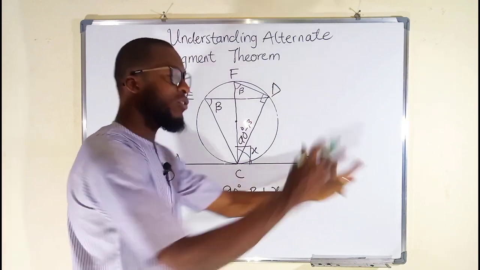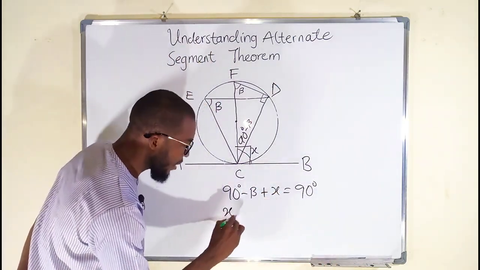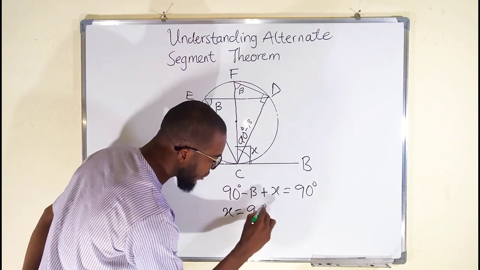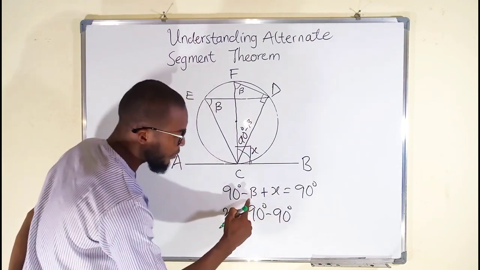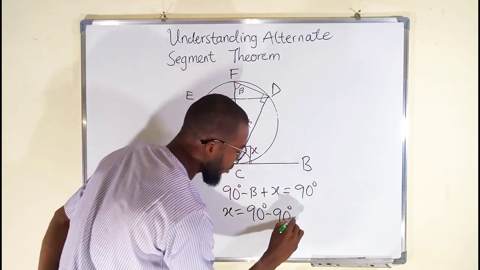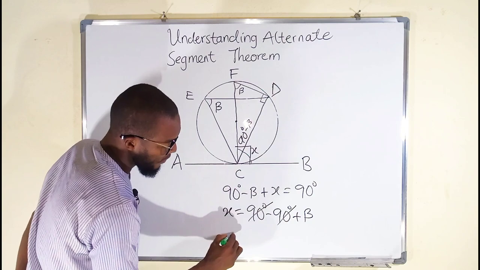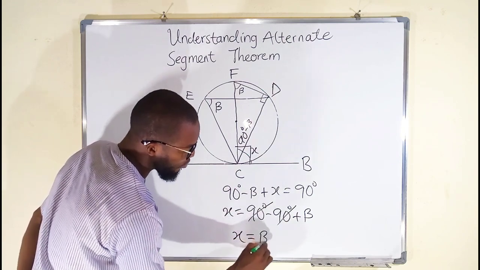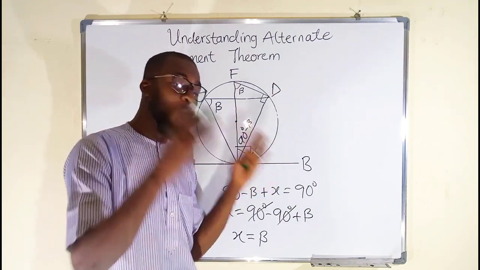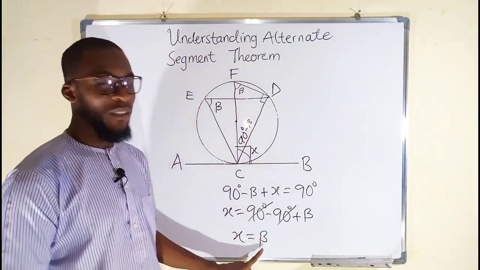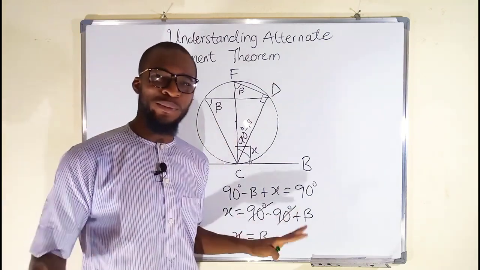Let us take everything to the right, leaving only X, because we want to define X. X will be equal to 90 degrees to the right minus this 90 if it crosses over. If negative beta crosses over, it becomes positive. You can see that this cancels this. Finally, X equals beta. This shows that this angle subtended by the chord and the tangent is equal to beta, which is exactly equal to this, and hence proved.